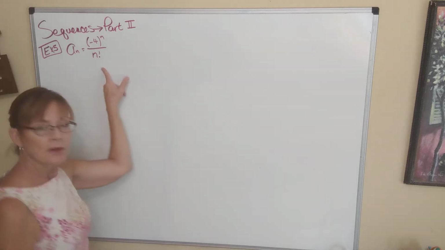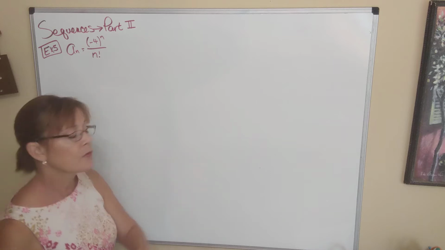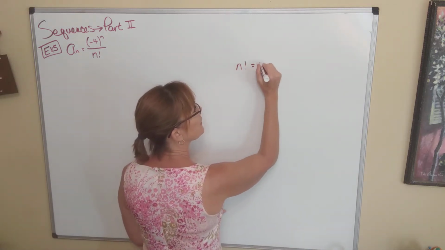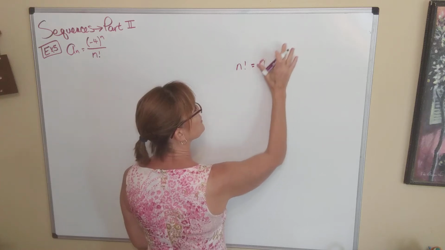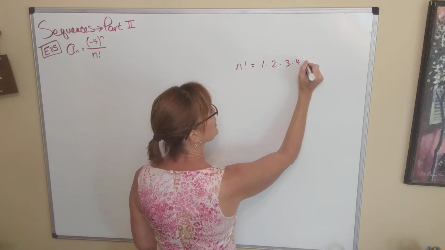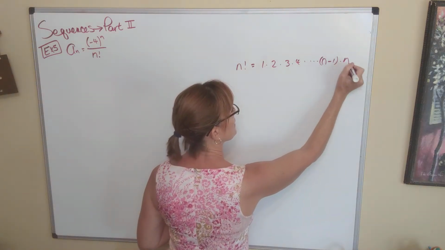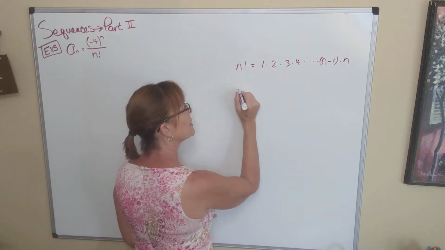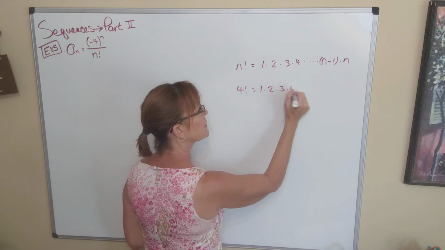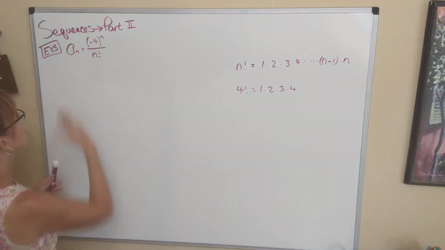We have this n factorial. And if you recall, or if you've never seen it before, n factorial is equal to 1 times 2 times 3 times 4 times ... times n minus 1 times n. So for instance, 4 factorial would equal 1 times 2 times 3 times 4. That is what factorial means. Okay, so we see we have this.